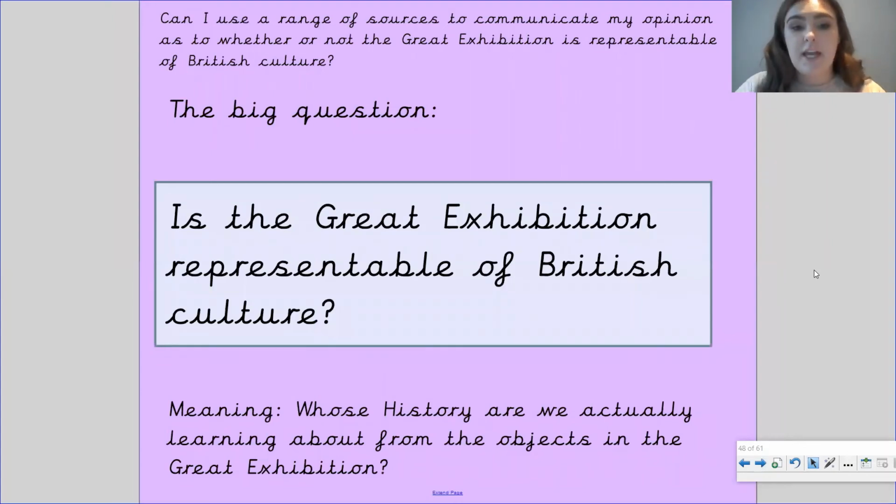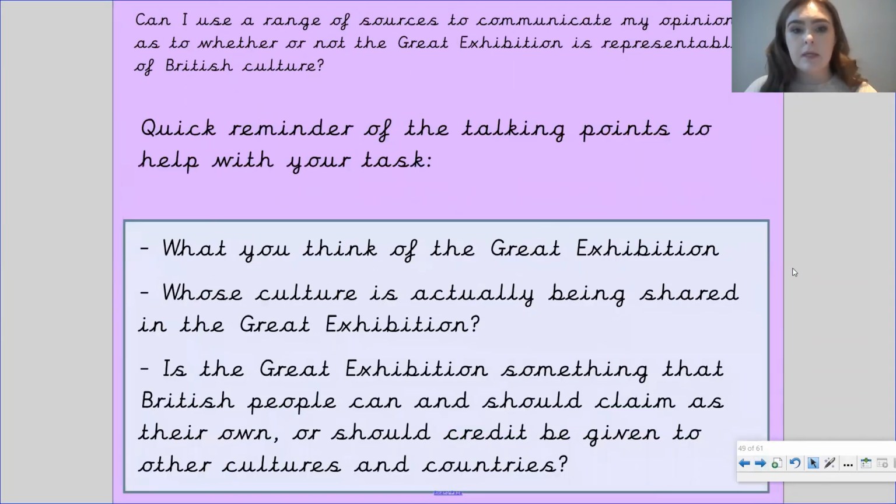So our big question is the Great Exhibition representable of British culture? Meaning, whose history are we actually learning about from the objects in the Great Exhibition? And a quick reminder of the talking points to help you with your task. So I want to know about what you think of the Great Exhibition. I want you to think about whose culture is actually being shared in the Great Exhibition. And I want you to explain to me whether or not the Great Exhibition is something that British people can and should claim as their own, or should credit be given to other cultures and countries.